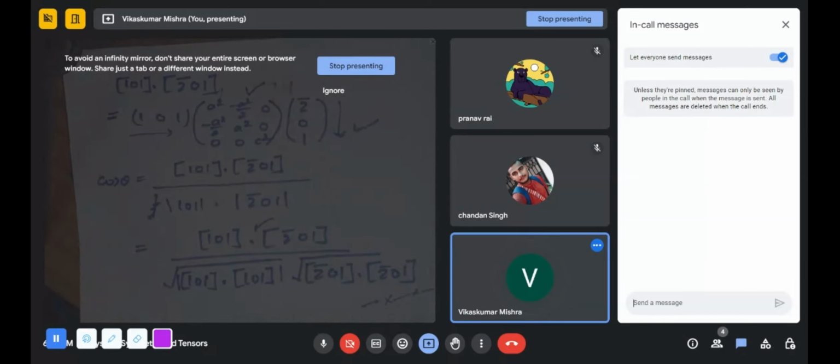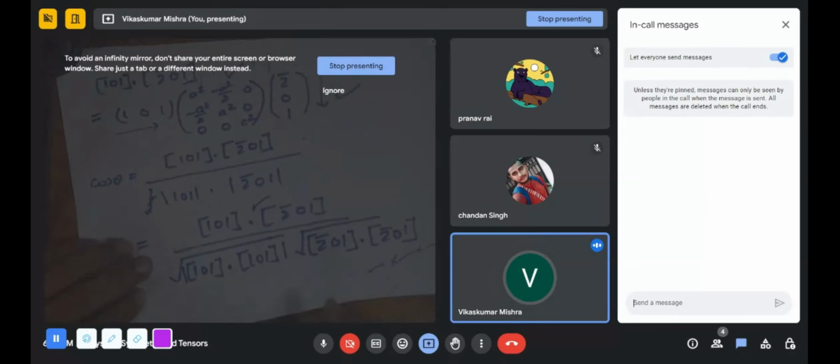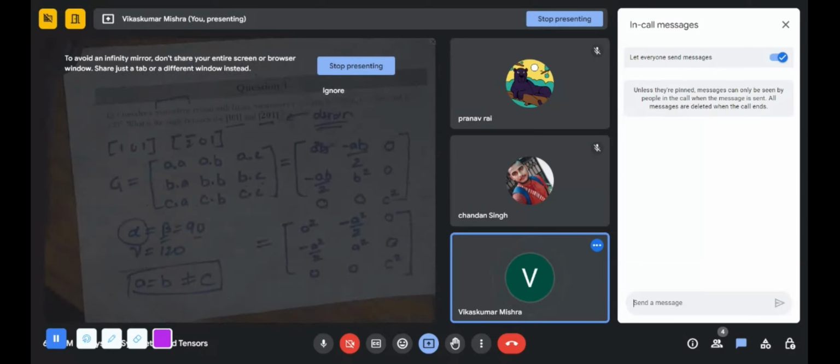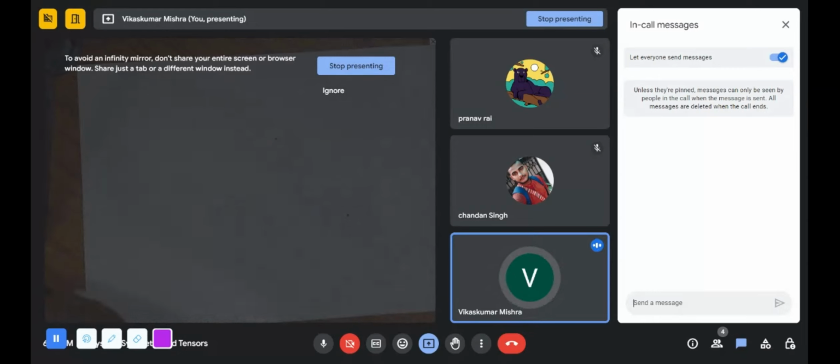Okay, so I hope this is clear. Please let me know in the comment box if you have any doubt, or else in the meanwhile we can proceed to the next question. Or you can also unmute yourself if you want to discuss some things.